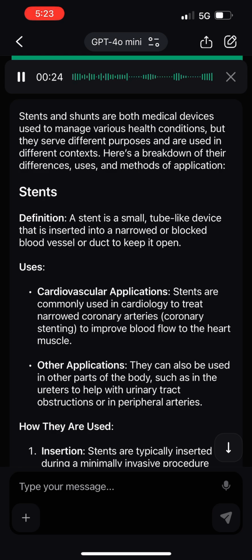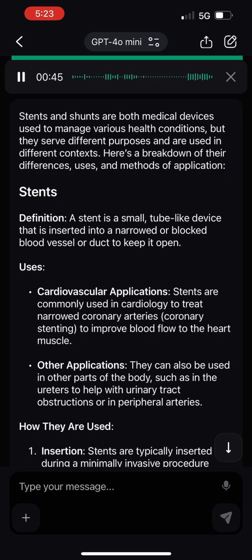Uses. Cardiovascular applications. Stents are commonly used in cardiology to treat narrowed coronary arteries, coronary stenting, to improve blood flow to the heart muscle. Other applications. They can also be used in other parts of the body, such as in the ureters, to help with urinary tract obstructions, or in peripheral arteries.